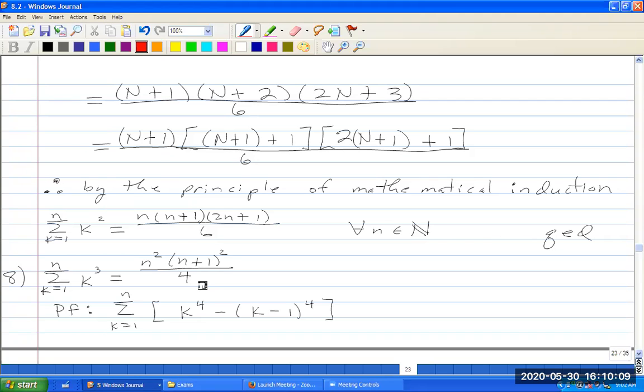Let me derive it like what I did with the previous example. So I'm going to use the knowledge that the sum from k equals 1 to n of 1 is n, the sum from k equals 1 to n of k is n times n plus 1 all over 2, and the sum from k equals 1 to n of k squared is n plus 1, 2n plus 1 over 6 to show this. So let's do that.